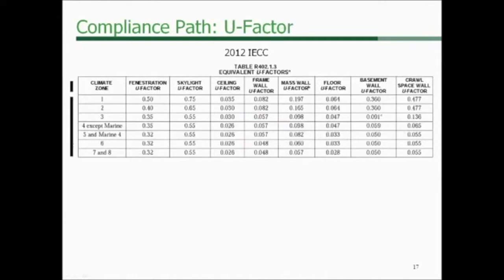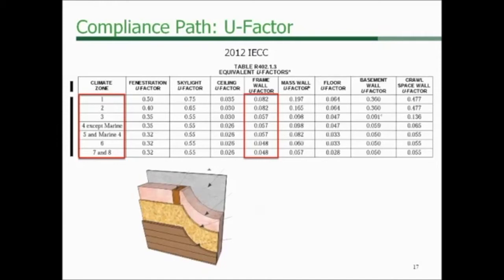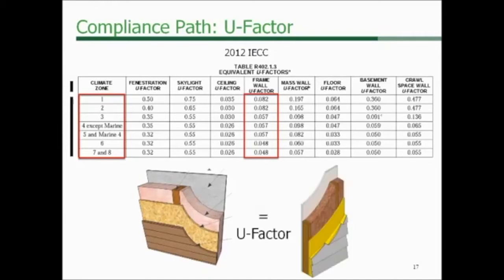So the U factor path, this is the main table for the U factor path. It's pretty similar to the R value path. You get your climate zone, and then you say, look, this is what I need for my wall, for example. Okay? So then you have to do your calculation for your U value and check it out.